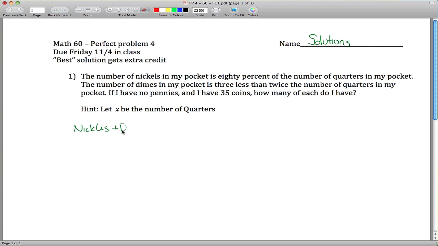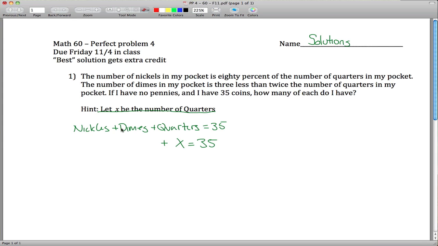plus dimes plus quarters has to equal 35. And then we'll just start filling in the pieces. That's maybe the easiest piece to fill in, taking advantage of the hint here. Let x be the number of quarters. Instead of writing quarters right here, I'll write x.